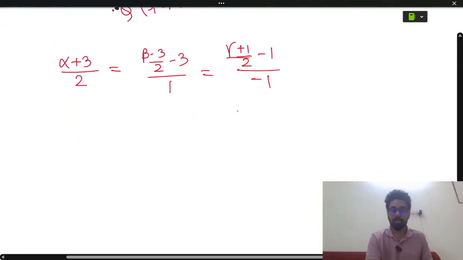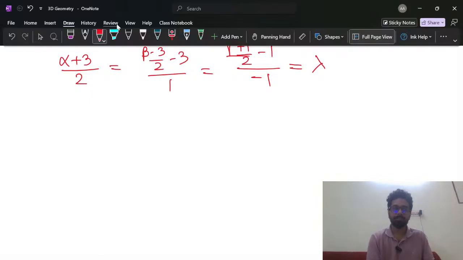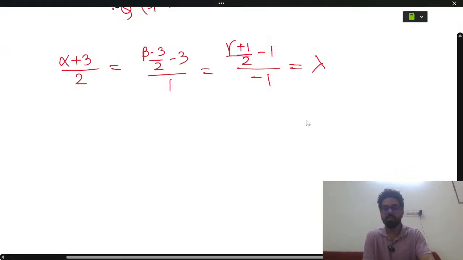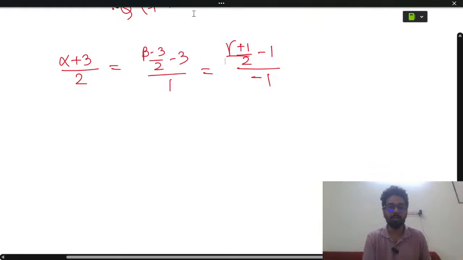Now, let's solve this. Let's equate all of this with lambda. Let's connect alpha, beta, gamma in one single variable. Actually, gamma they have used, so let's use mu. Okay, we will use mu on this.